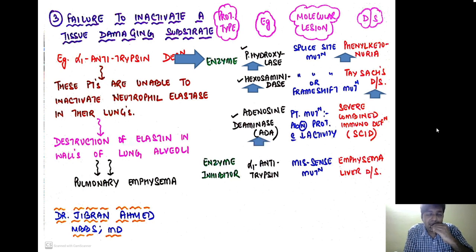Thirdly, because of an enzyme deficiency called ADA deficiency, adenosine deaminase deficiency, because of point mutation, there can be a severe combined immunodeficiency, SCID. So these are all the molecular lesions along with the deficiencies of different enzymes leading to different kinds of disease, and the protein type is an enzyme. Sometimes an enzyme inhibitor is deficient. For example, alpha-1 antitrypsin is an enzyme inhibitor which inhibits neutrophil elastase. Alpha-1 antitrypsin is deficient because of missense mutation, leading to emphysema in the lungs and certain storage disorders in the liver. So hope this is now clear.